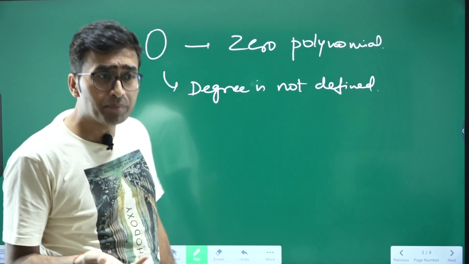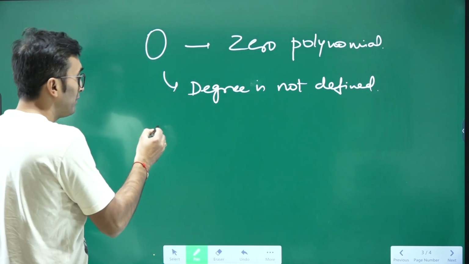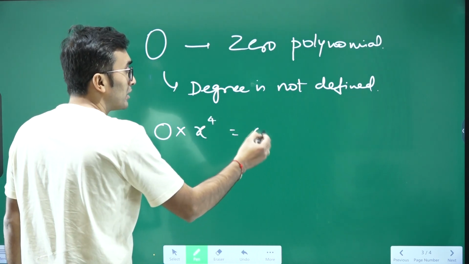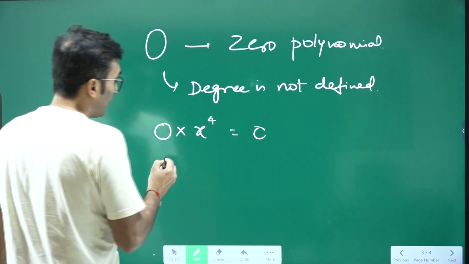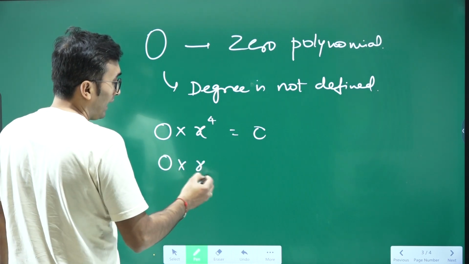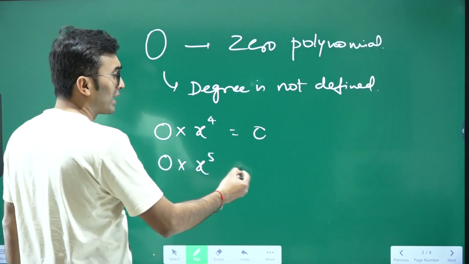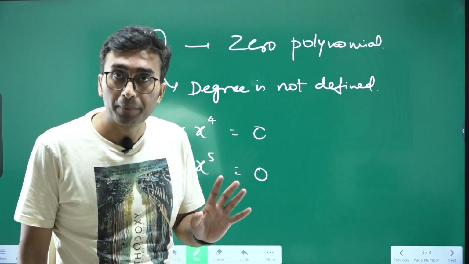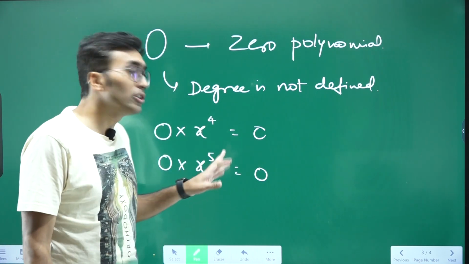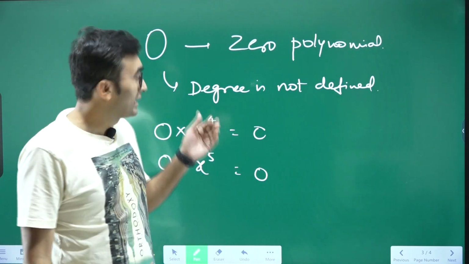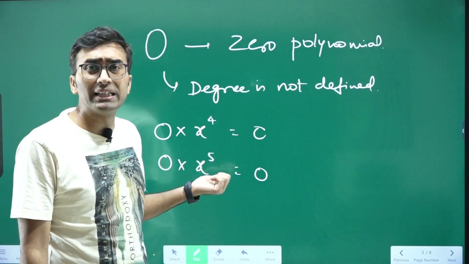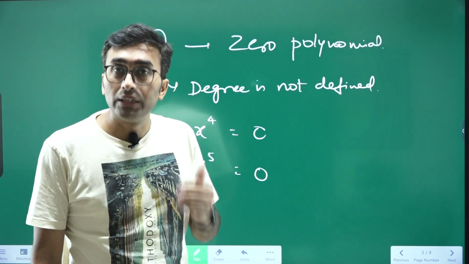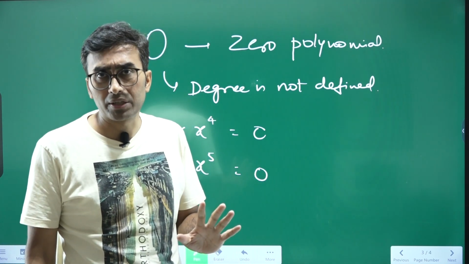Why is it not defined? Let's take an example. If I write 0 times x raised to the power 4, it is going to be 0 only. If I write 0 times x raised to the power 5, again it is going to be 0. So whatever the highest power is, it is not going to affect 0. It can be 4, it can be 5, anything. So that's why we say the degree of the zero polynomial is not defined.